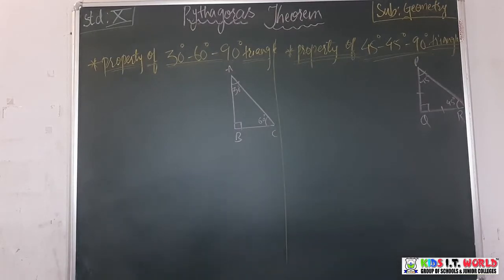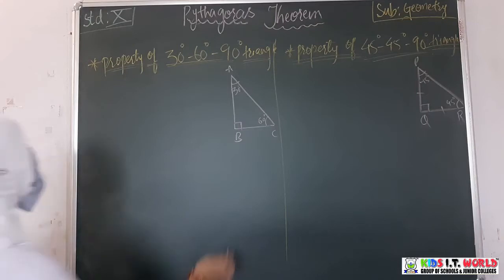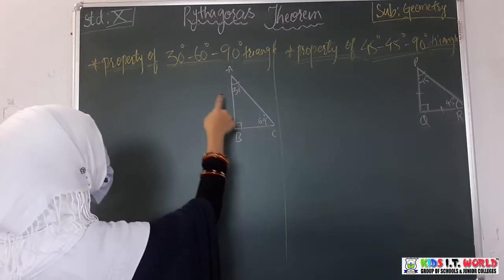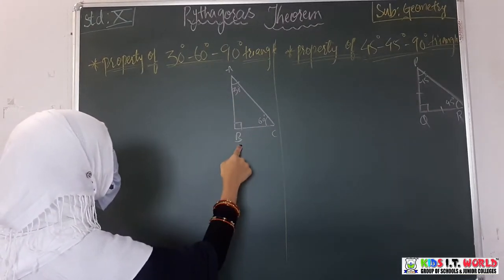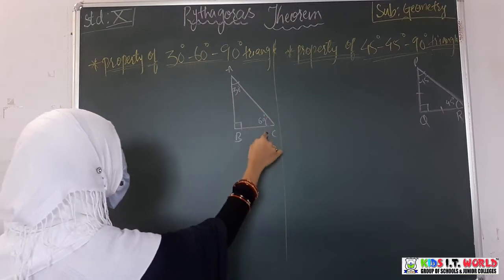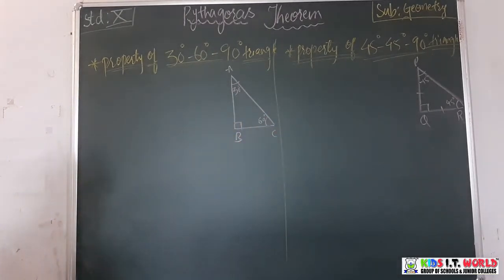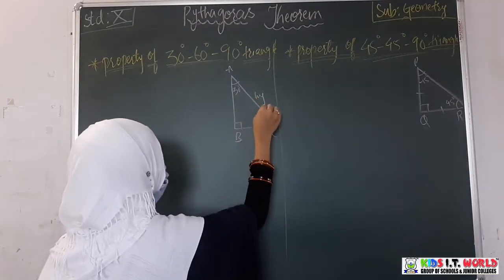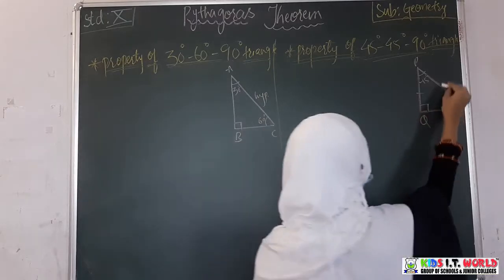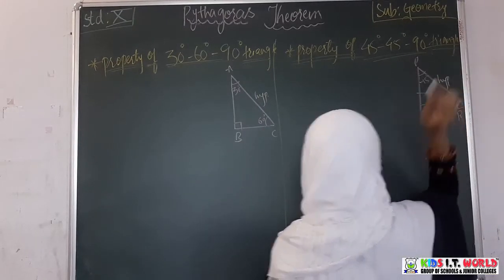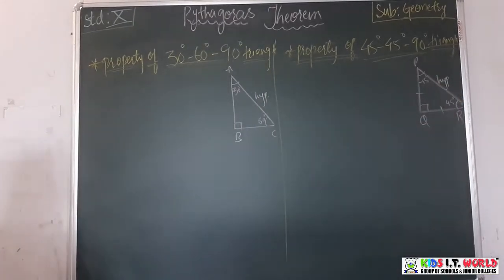Now the next two topics are the property of 30, 60, 90 triangle and the property of 45, 45, 90 triangle. In triangle ABC, a 30, 60, 90 triangle means one angle is 30 degrees, the second angle is 60 degrees, and the third angle is 90 degrees. Obviously the side opposite the 90 degree angle is the hypotenuse.